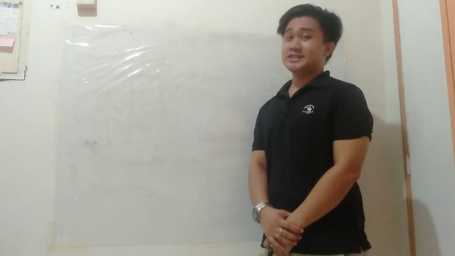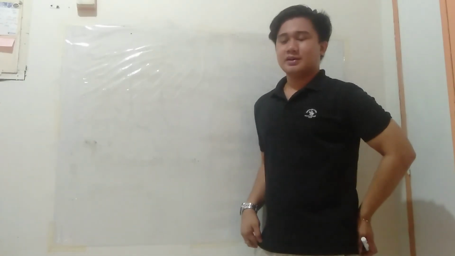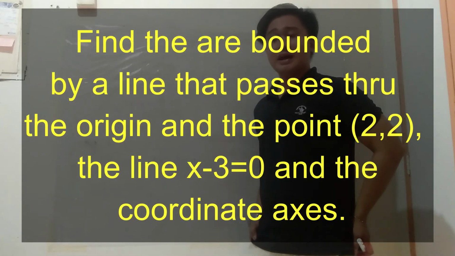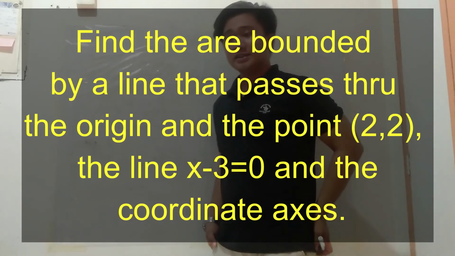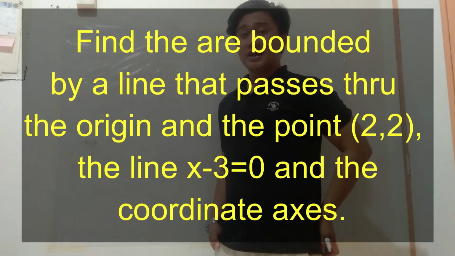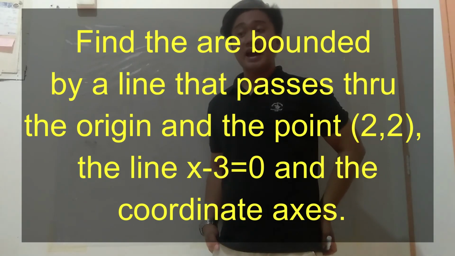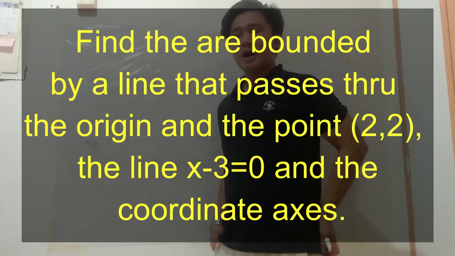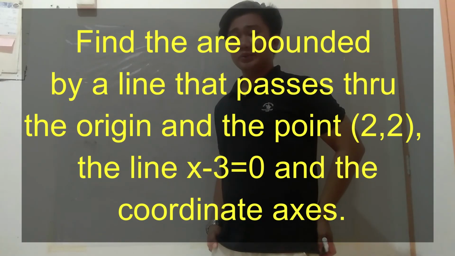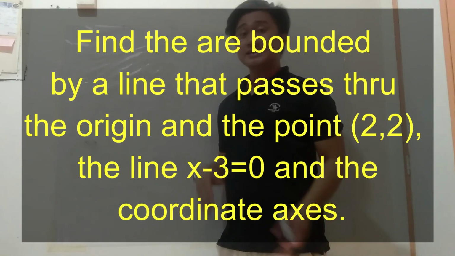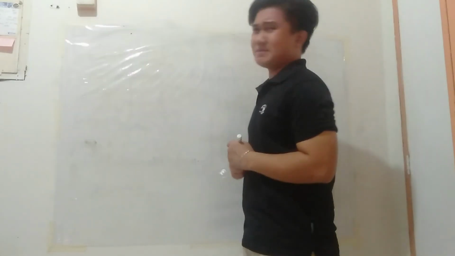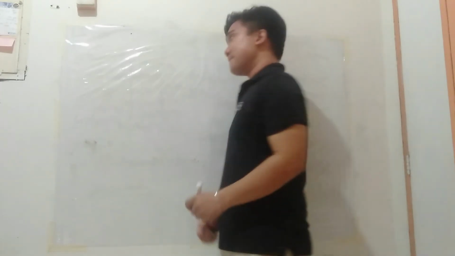Okay guys, so let us solve another problem which is a bit harder. Okay? Find the area bounded by a line that passes through the origin and the point 2, 2, and the line x minus 3 equals 0 and the coordinate axis. Pasensya na talaga kayo dun sa aso, ha?